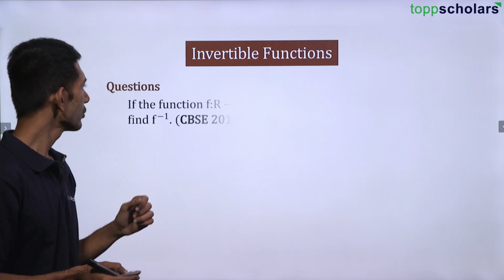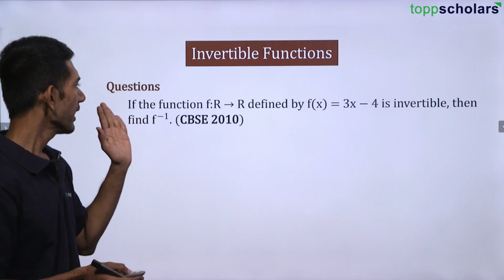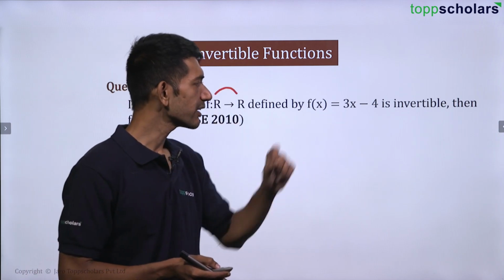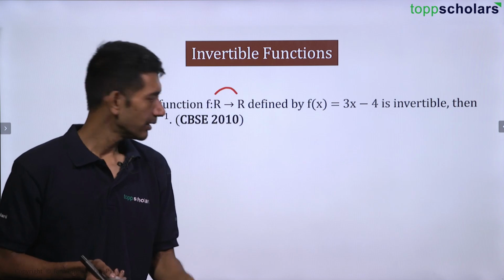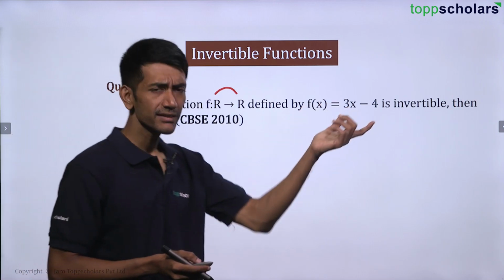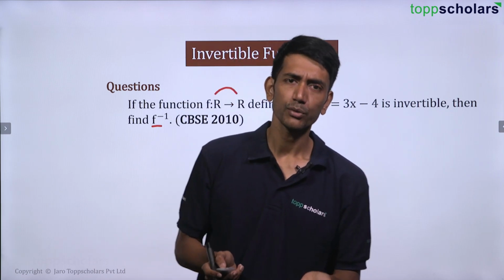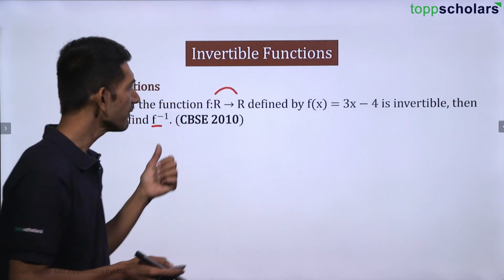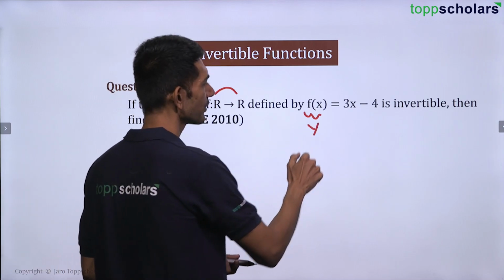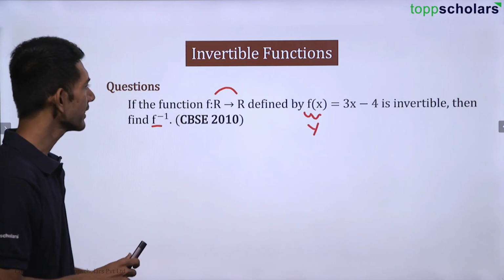Okay. So here is a new question. It says, if the function f from R to R defined as 3x minus 4 is invertible, then find f inverse. Same thing again. A function is invertible is already given to us. We are supposed to find out f inverse. Again, we start by considering f of x as y, right? So let's continue.